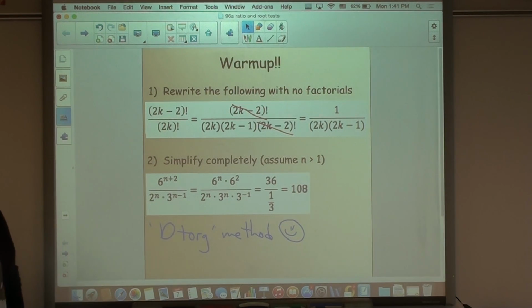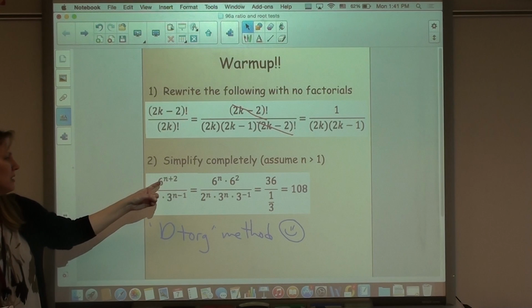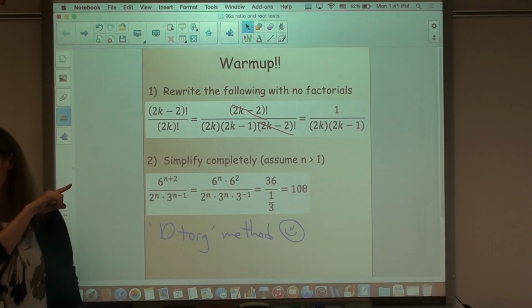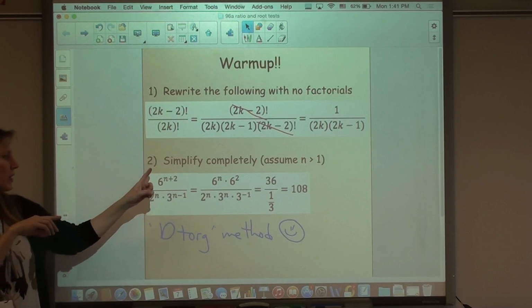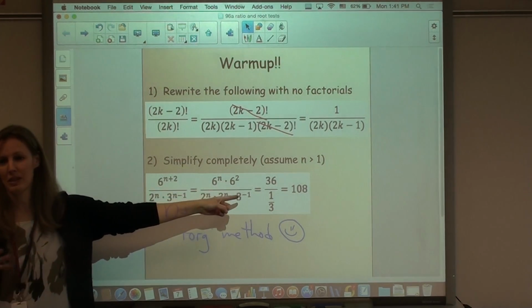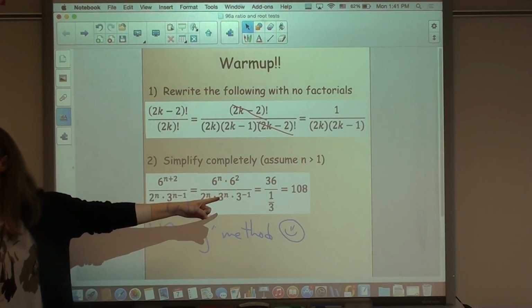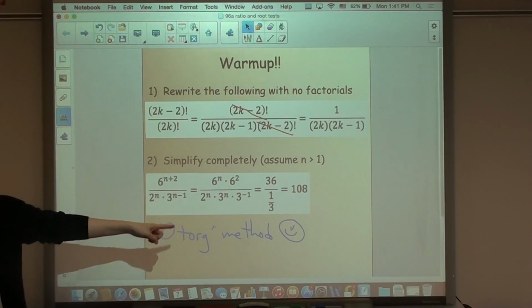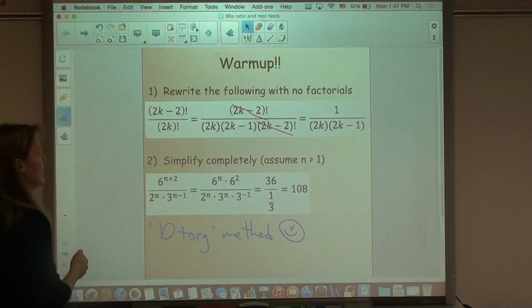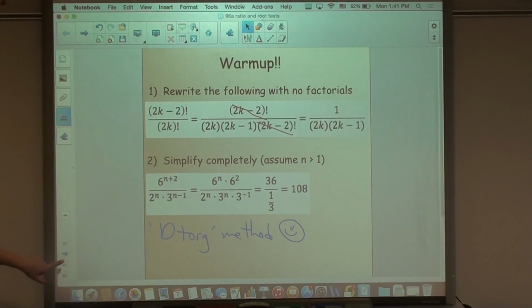I promised David I would call this the detour method. When I was first doing these, like 6 to the n plus 2, I was writing 6 times 6 times 6 to the n. And he said, why don't you just write 6 squared times 6 to the n so that kids can see how it breaks up? I said, you know what, that's nice. Let's do that. Yeah, I like that better. Good. Any questions on those? No, ma'am.